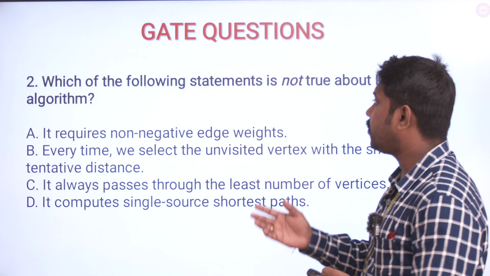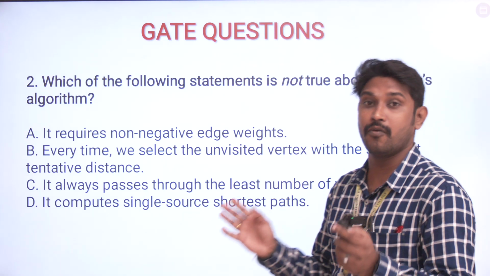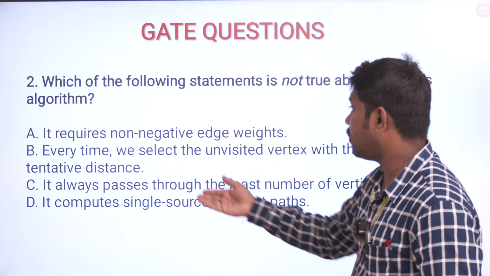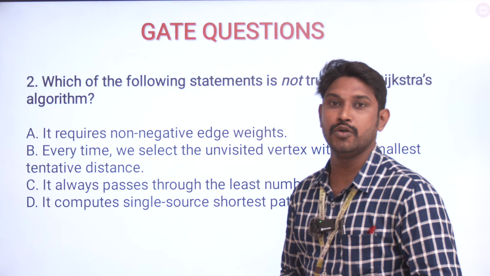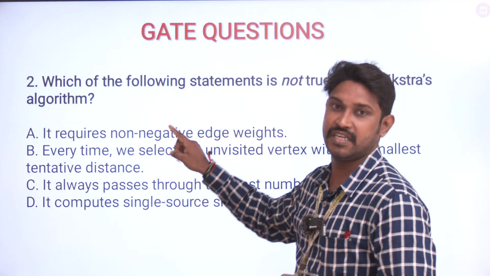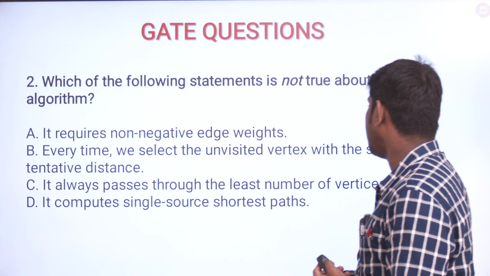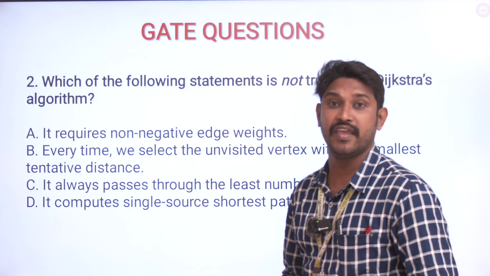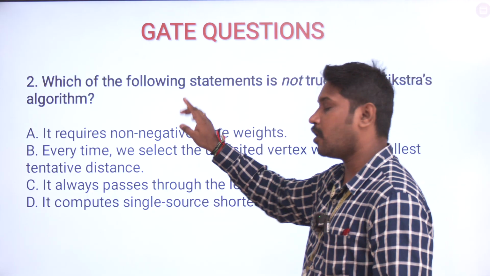The second GATE question: which of the following statements is not true about Dijkstra algorithm? Now we are going to identify the given statement which is not true. First we go with option A: it requires non-negative edge weights. As I told you, it should not have any negative edges, so this first option is correct. The second option: every time we select the unvisited vertex with the smallest tentative distance. Yes, we are going to find the smallest distance, the minimum weightage. So the second option is also correct.